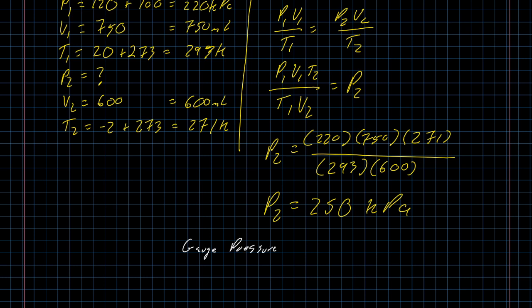But I'm not asked for the absolute pressure, I'm asked for the relative pressure, which means I have to subtract off atmospheric pressure. And the relative pressure of this balloon, if we had tried to hook the pressure gauge up to it after smashing it into the cylinder, would read 150 kilopascals.